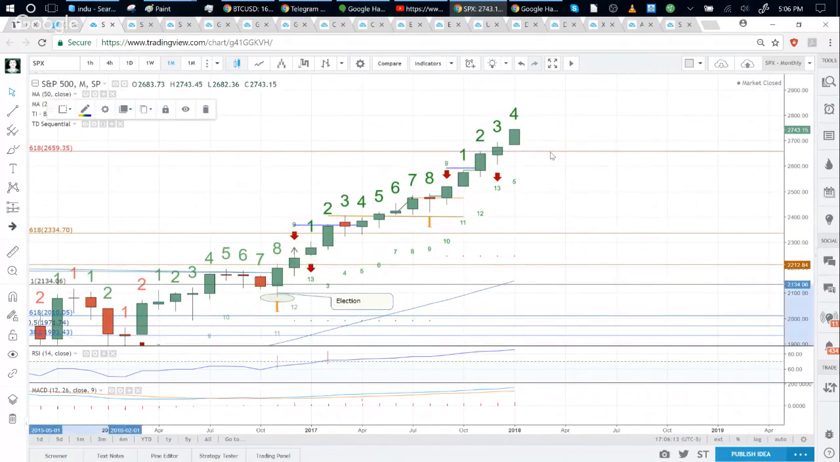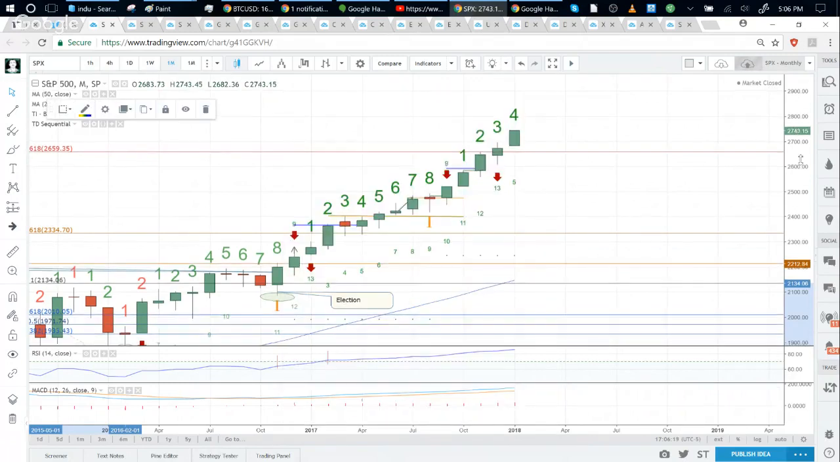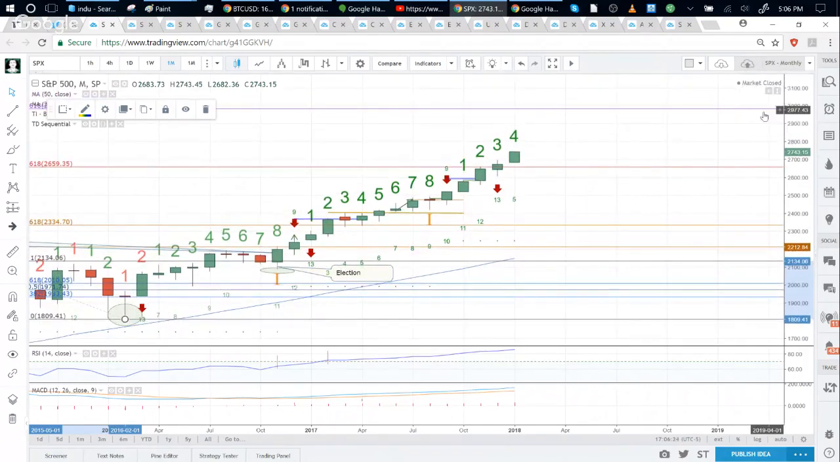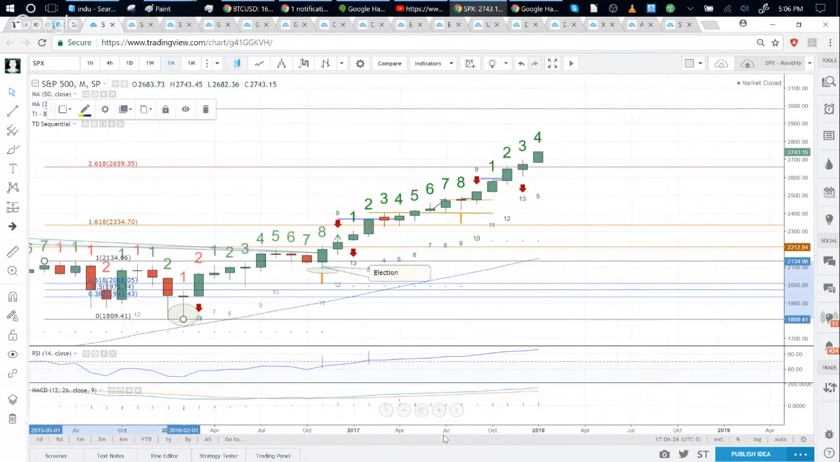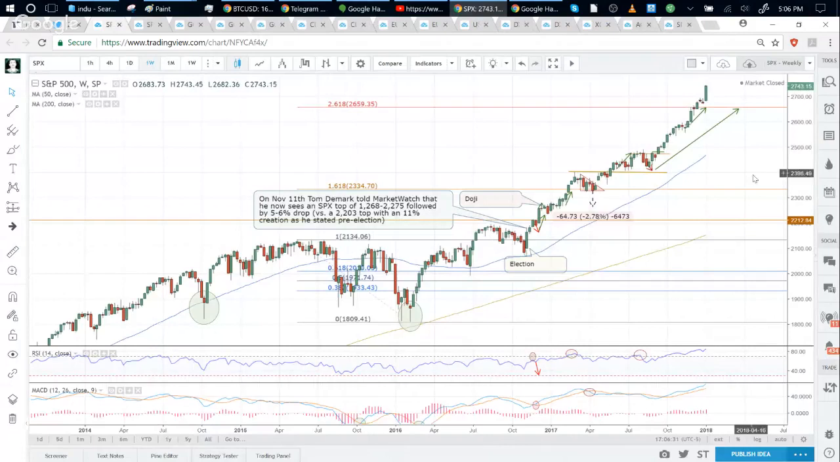I can add an additional Fibonacci line. Jesus Christ. I guess that's our next target, up there at just under 3,000. I mean, it's absolutely insane. But that's the monthly chart. We're not focusing on a monthly chart. That's way too long a scale. What we want to focus on is the weekly chart.